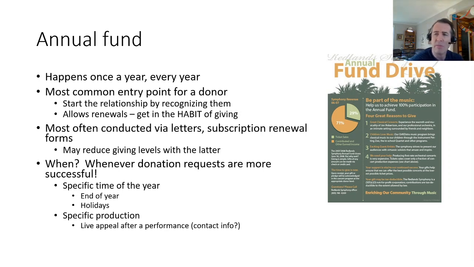We talked last time about how personal appeals usually result in more donations. Typically with the annual funds, these are done through form letters. These are kind of the lowest barrier to entry. They can also have a line item on a subscription renewal: please donate X amount to the annual fund. Although that might cannibalize some of your donations. It might reduce giving levels if you include it with ticket sales.